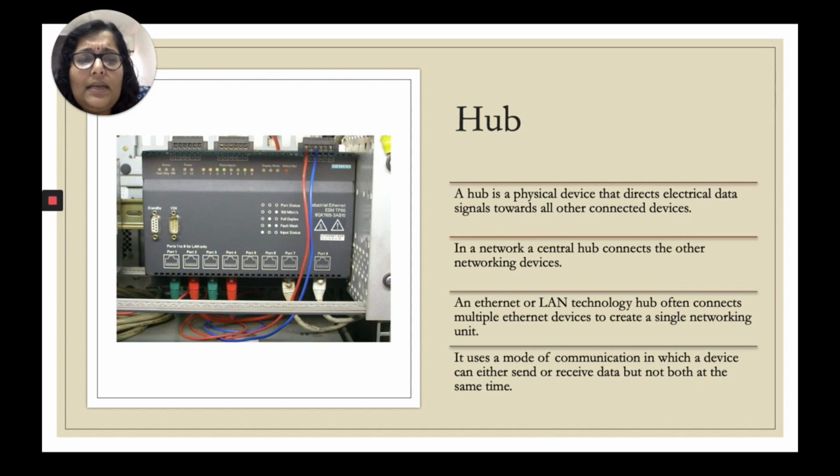An Ethernet or LAN technology hub often connects multiple Ethernet devices to create a single networking unit. An Ethernet hub is basically used to connect all the LAN devices together to form a single networking unit. It uses a mode of communication in which a device can either send or receive data but not both at the same time. It means that the transfer takes place only in one direction at a time. But in this case, you have to send the request and you get the response after that, not together. Shall I move on to the next slide?